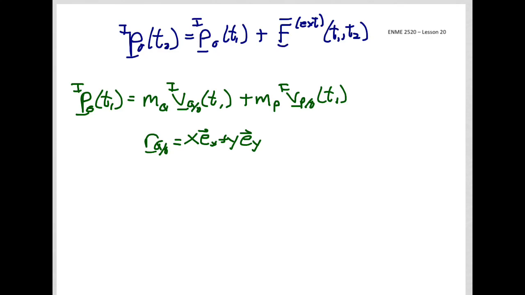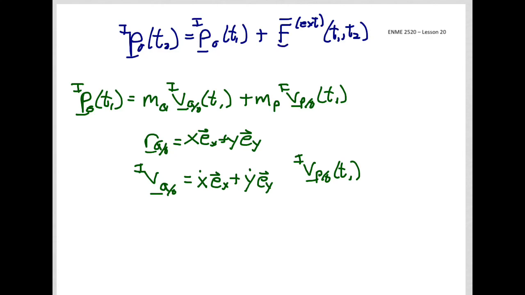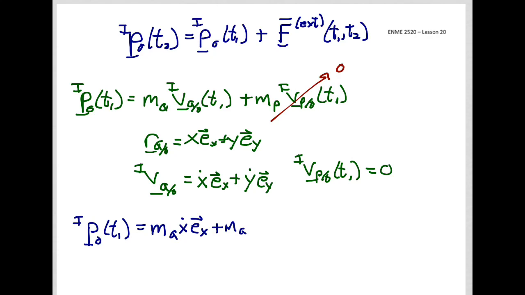And then the velocity of q with respect to O, as observed in the inertial reference frame, is simply x dot ex plus y dot ey. And particle P is stationary, so the velocity of P with respect to O, as observed in the inertial reference frame at time 1, is equal to 0. And so our full expression that we plug into our change in total momentum equation is that our total momentum at time 1 is mq x dot ex plus mq y dot ey.